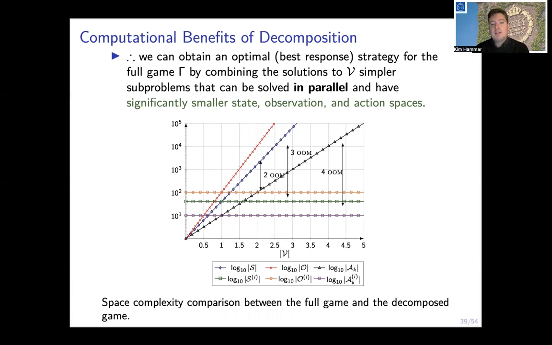In the plot here, you see the space complexity of the original problem and the decomposed problem. So the y-axis shows in log scale the complexity, and the x-axis shows the number of nodes. The lines here illustrate the exponential growth in the complexity of the original problem. And the constant lines here show the complexity of the fully decomposed problem. So as you can see, even when you have a very small number of nodes, there are several orders of magnitude difference in the complexity of the problems. So that is the big benefit of the decomposition.